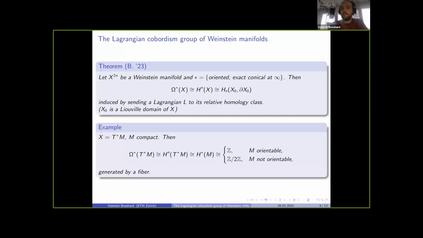So this is also the equivalent result in the Lagrangian cobordism world to, maybe you know, Abouzaid's result that the fiber generates the wrapped Fukaya category. So this is the analogous result in the world of Lagrangian cobordisms.